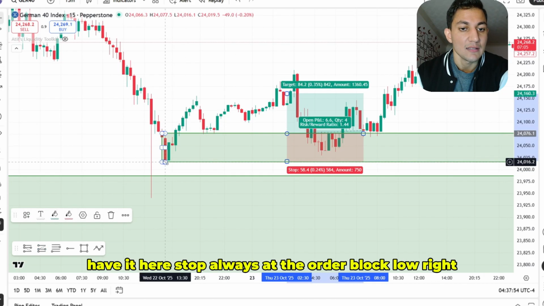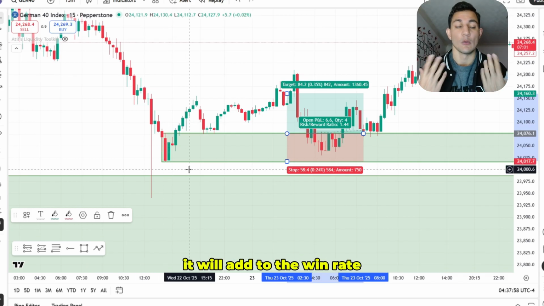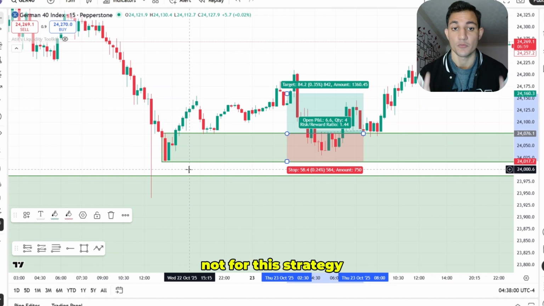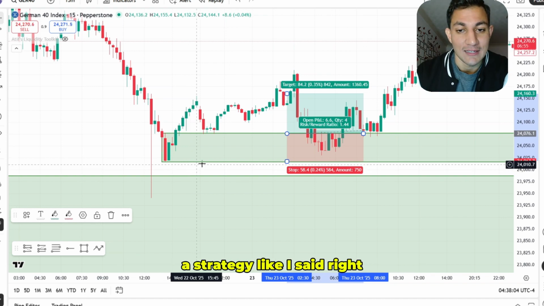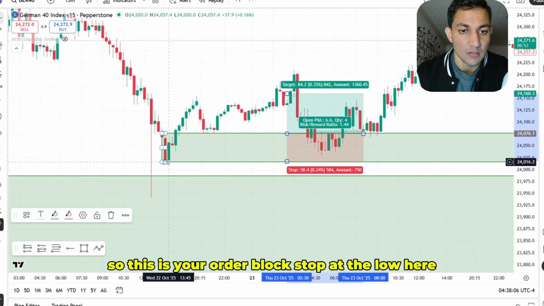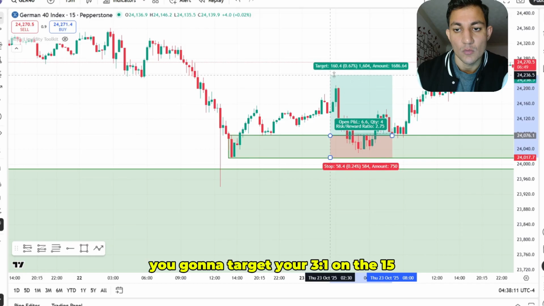Stop always at the order block low, right? We're not looking at liquidity sweeps. If you know what liquidity is, it will add to the win rate, but you don't need it, right? Not for this strategy. This is a stupidly easy order block strategy, like I said. So this is your order block. Stop at the low here, and for your take profit, all you're going to do is target your 3-to-1 on the 15-minute chart.